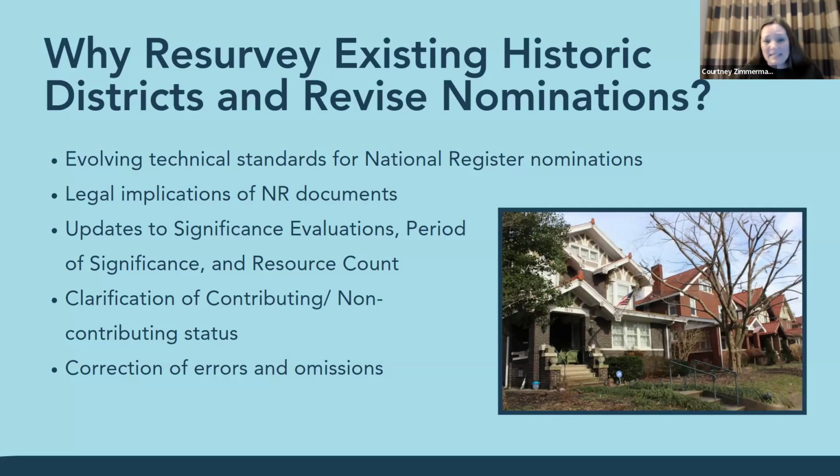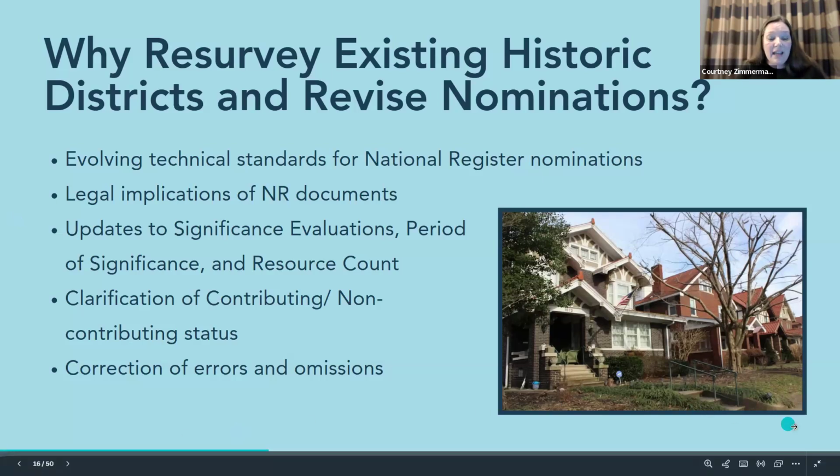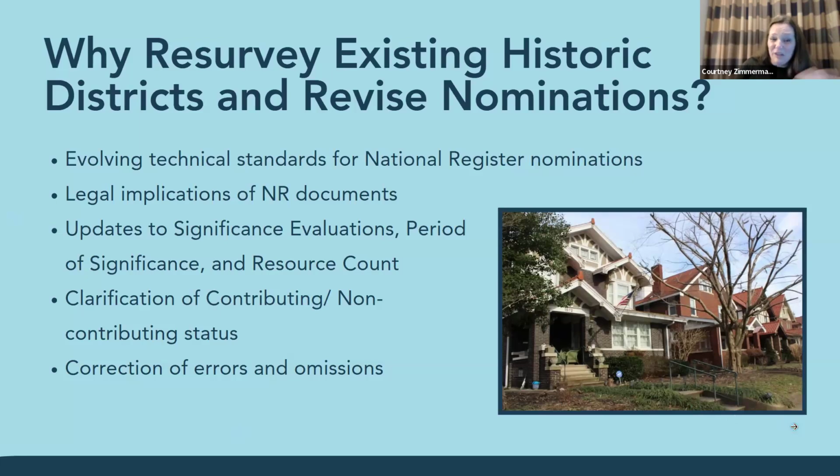Of course, time passes and more things become significant, and we might learn more information about a place or a building. So we want to reevaluate its significance, expand the period of significance, and you might have more properties within your district. Sometimes they didn't really say for sure whether something was contributing or non-contributing in the language that we use now, so we need to clarify those. And then, of course, if there are any errors or omissions, we want to document that and update that. Next slide, please.